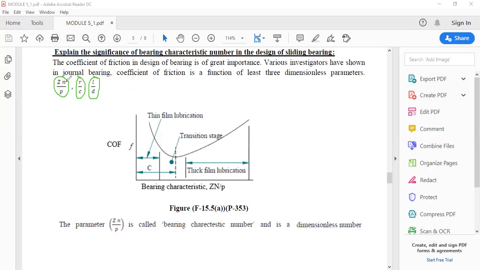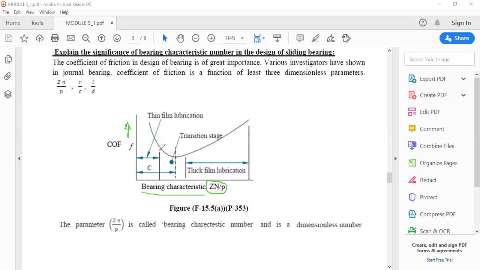The first term is considered for discussion here. Say a graph is plotted here. Along the abscissa, the bearing characteristic number is represented by Zn by P, where Z is absolute viscosity, N is RPM, and P is pressure. Along the ordinate, the coefficient of friction is plotted. Initially, the coefficient of friction is high when the bearing characteristic number is very small. As the bearing characteristic number, which is a dimensionless number, increases, the coefficient of friction decreases.